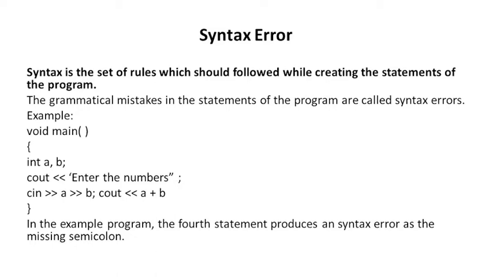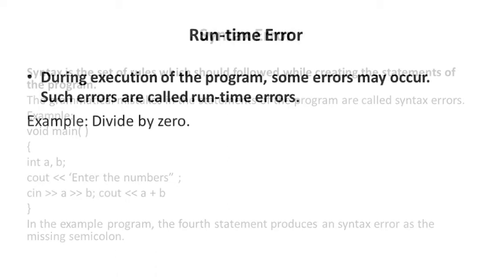For example, void main, int a, b, c, cout enter the numbers, cin a, b, c, cout a plus b. In this example, the fourth statement produces the syntax error because of the missing semicolon. We don't have cout a plus b followed by a semicolon, so that will give the syntax error.